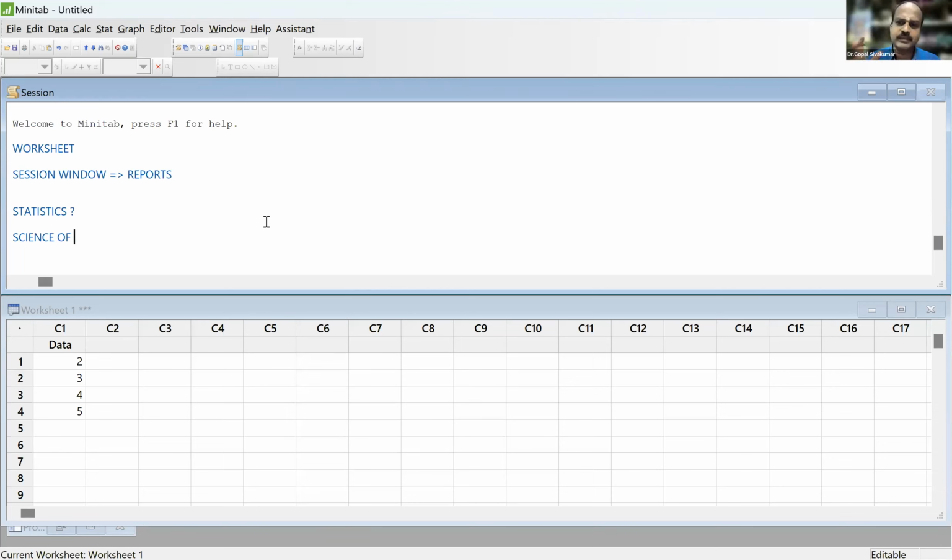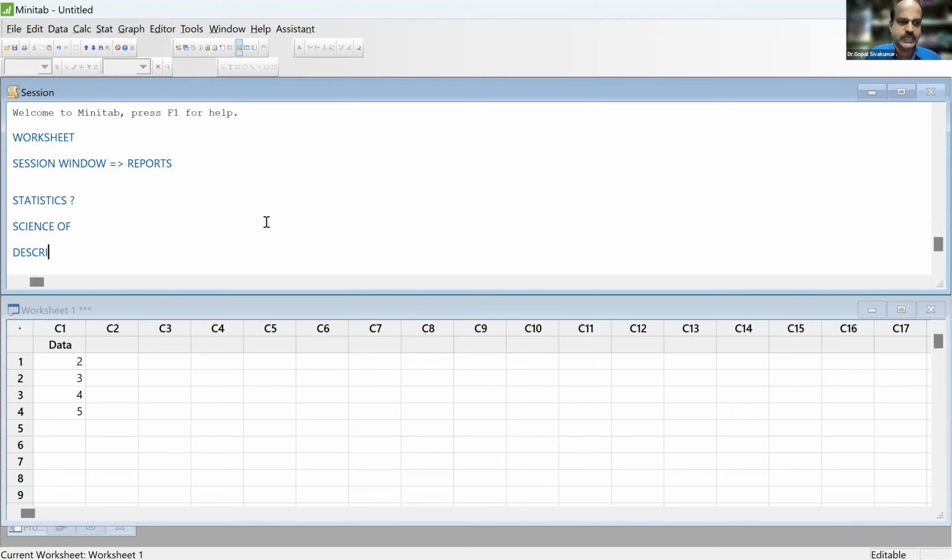Data is giving you some useful information. That information you need to understand, for whatever is needed. Starting from the collection of data to interpreting the data, all that you do is a science, which we call statistics. Clear, all of you? Yes. Now there are two types of statistics.